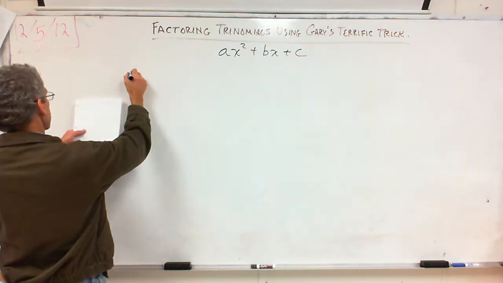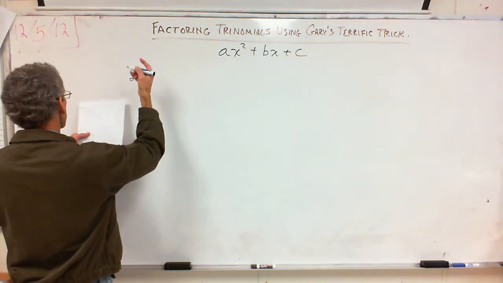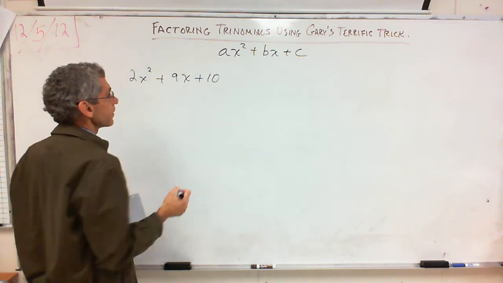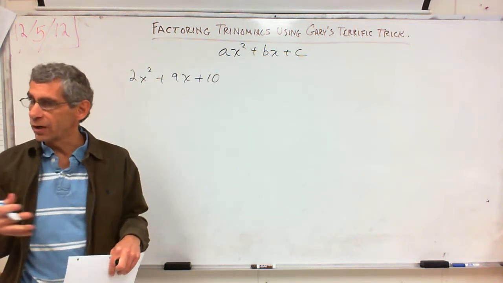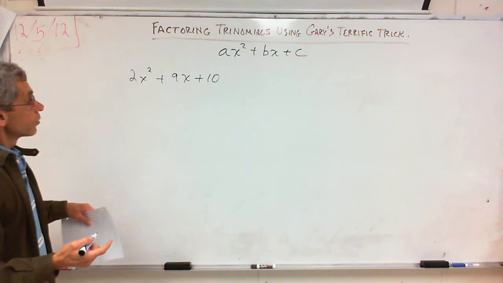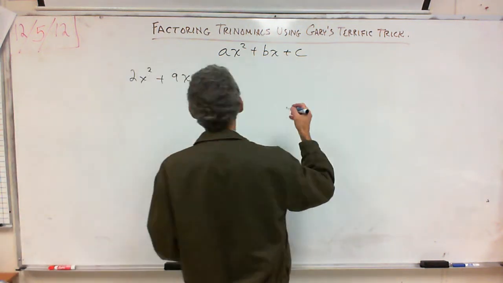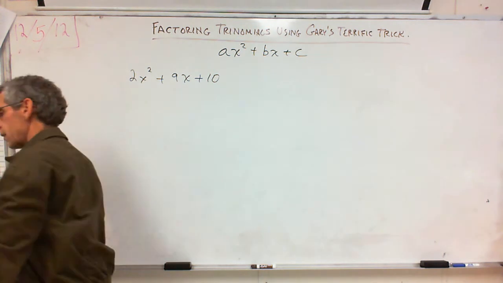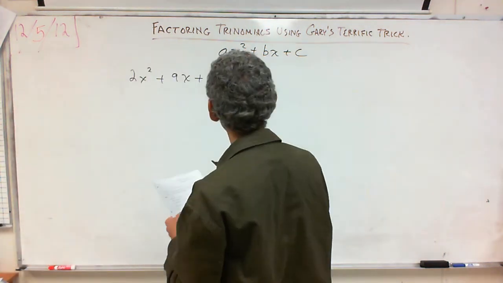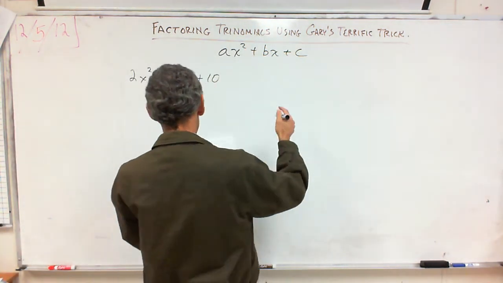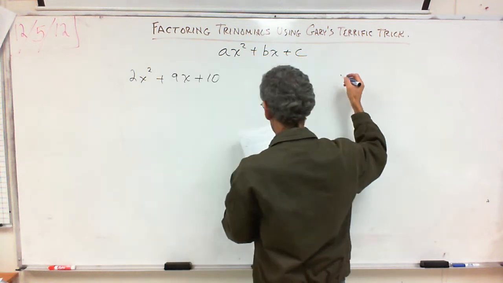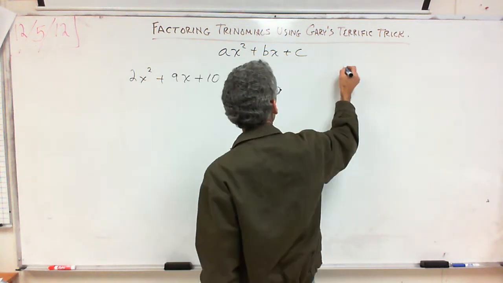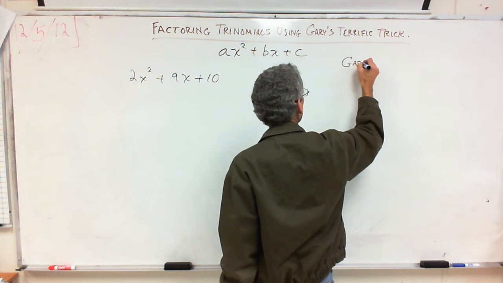So we'll start with the problem. We'll start with 2x squared plus 9x plus 10, one that we've already done. That's not that hard of a one to factor, but I'm just starting on simple ones to show you. The way you do this is Gary's terrific trick.